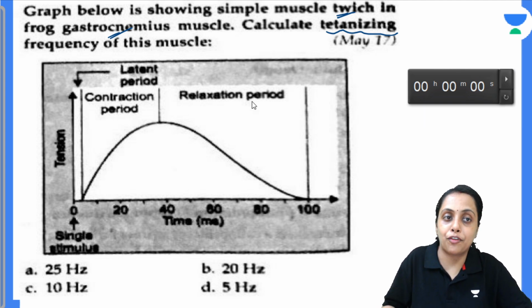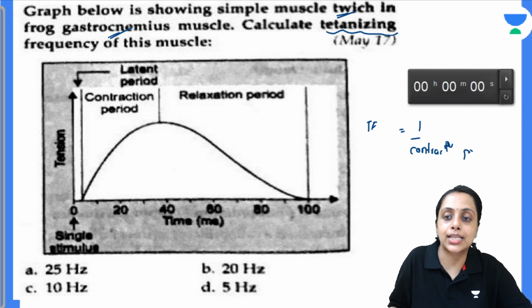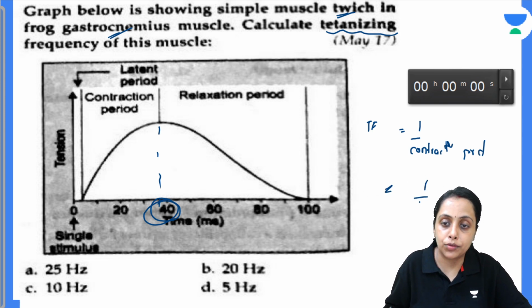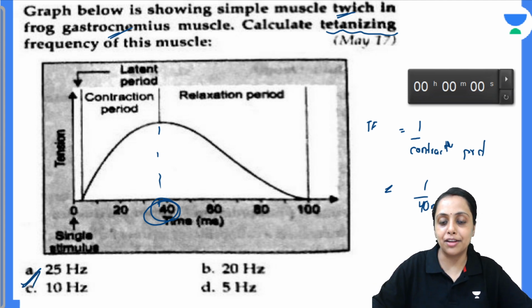What is the formula? The tetanizing frequency is equal to 1 upon the contraction period. This graph is for a single muscular twitch, so this is the contraction period. That is 40 milliseconds. So 1 upon 40 milliseconds is going to give the answer, that is 25 hertz. So the answer is A. Clear, everybody?